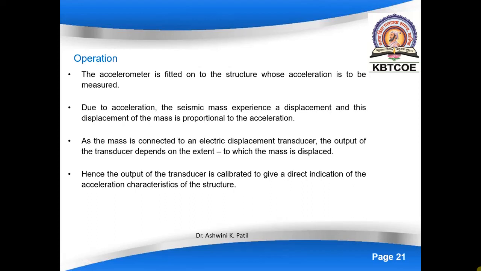Due to acceleration, the seismic mass experiences a displacement, and this displacement of the mass is proportional to the acceleration. As the mass is connected to an electric displacement transducer, the output of the transducer depends upon the displacement, and can be calibrated for the measurement of acceleration. Hence, the output of the transducer is calibrated to give a direct indication of acceleration characteristics of the structure.